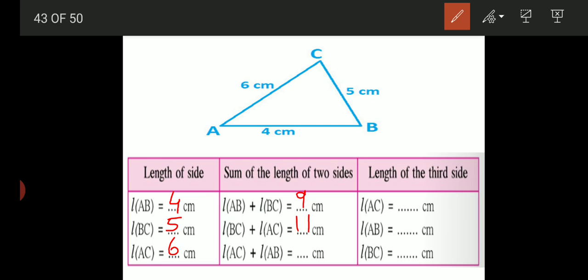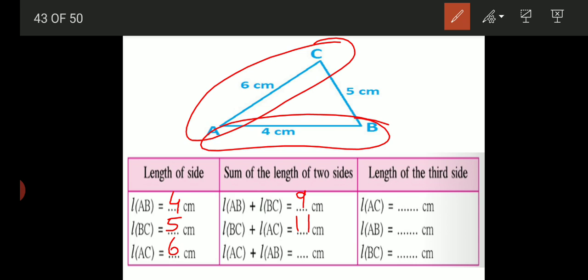Then let's add in the values of length AC and length AB. So that is 6 plus 4, which equals 10, right? So here you can see I have helped you to complete the second column also. So now let's erase.